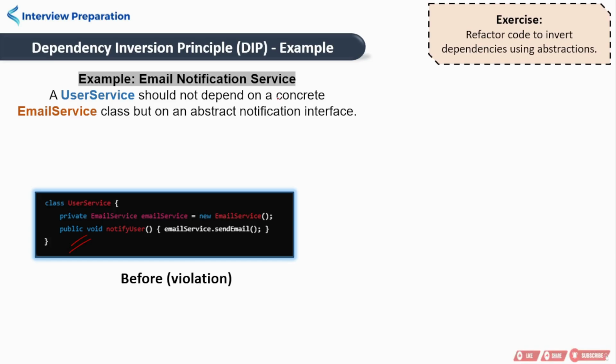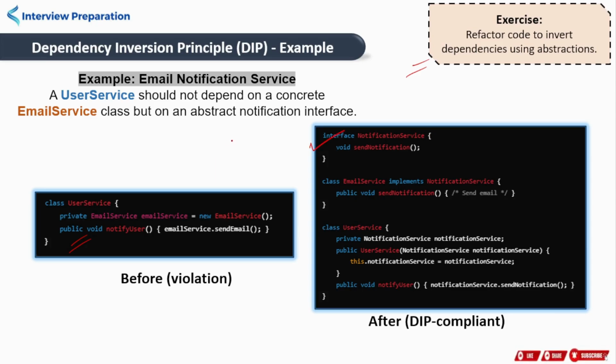To follow the DIP, we introduce an abstract notification service interface. The user service will depend on the interface rather than the concrete class. This way, you can easily swap out a different notification service without changing the user service. By depending on the abstract notification interface, the user service becomes more flexible and easier to maintain. You can now use any class that implements the notification service without modifying the user service.